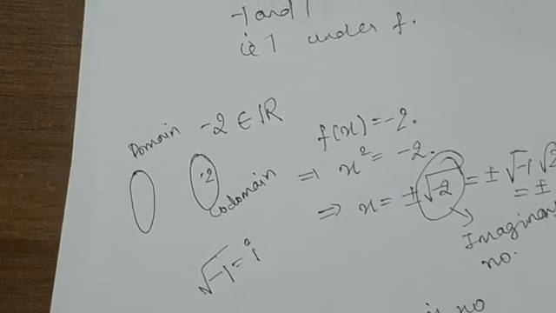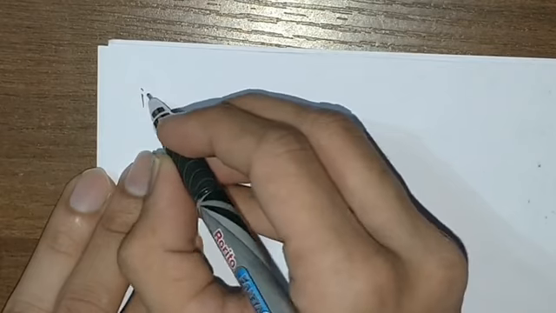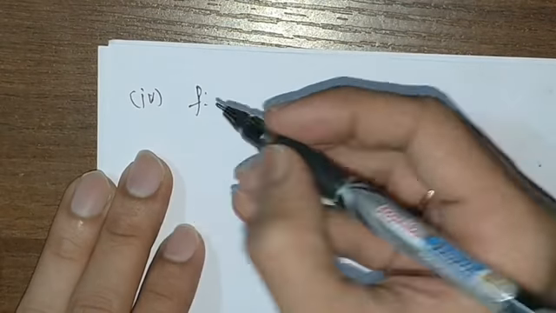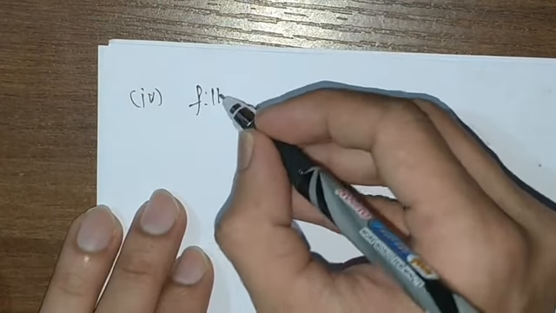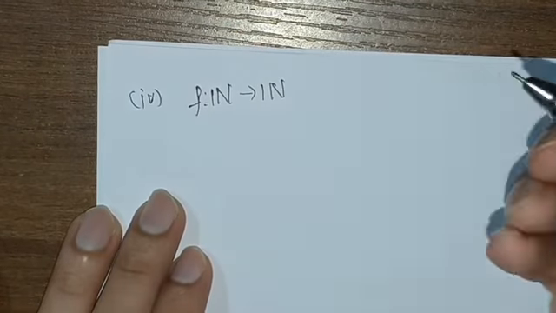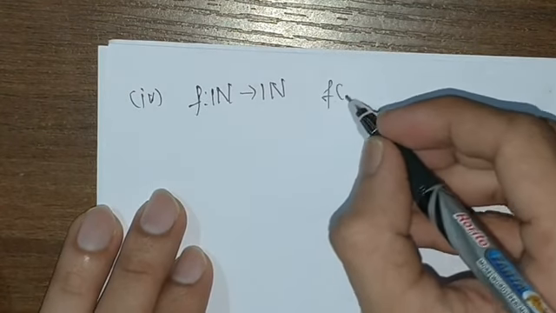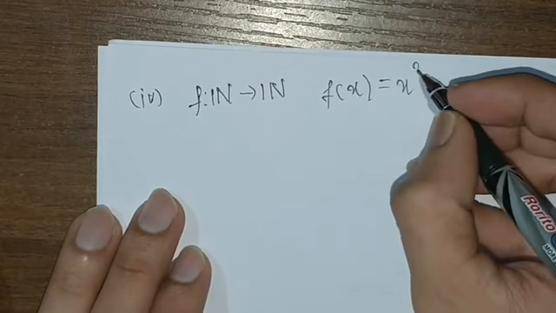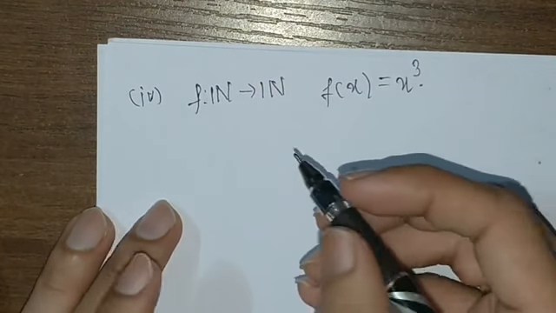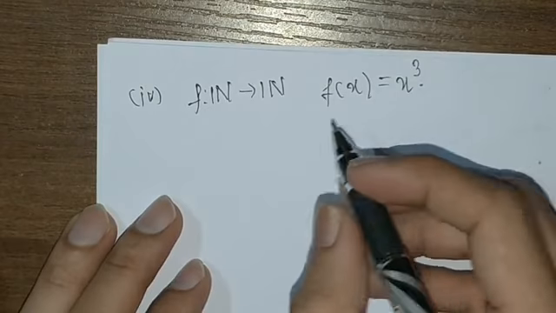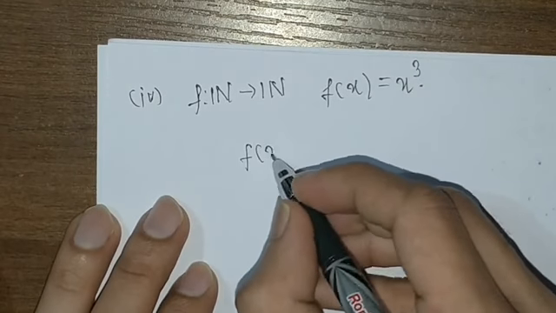Now let us go to the fourth problem. So fourth problem, the function is given as what? The function is from the natural numbers to natural numbers, and it is given by f(x) is equal to x cube, right? So this is the function. Now you can see that this function will be one-one. Now let us see why.